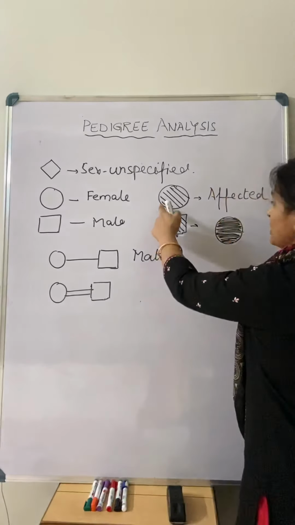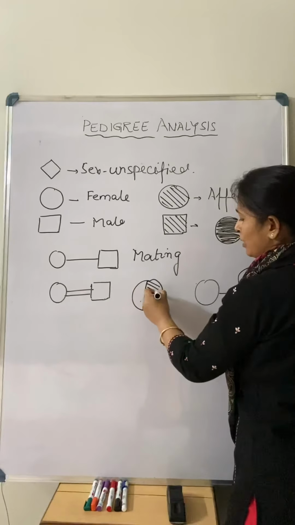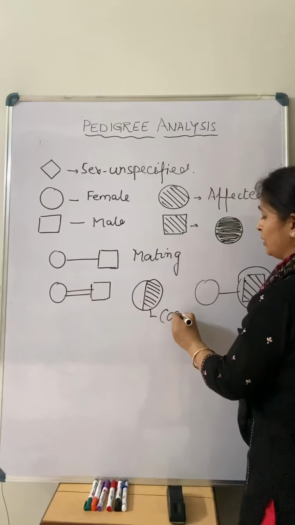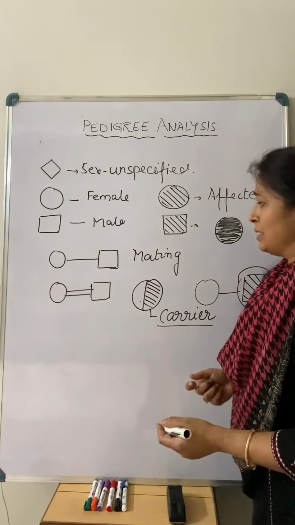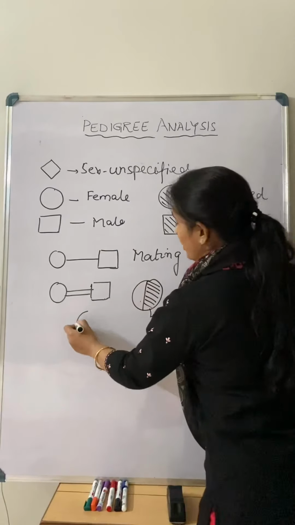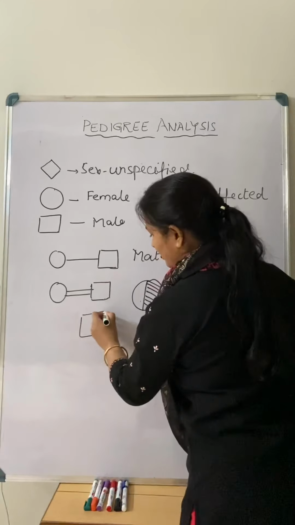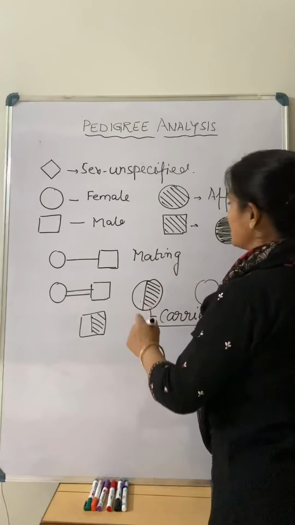So in that case, how will you draw it? We will draw it with a half fill like this way. So this is the meaning of a carrier of the disease. They are the carrier of any disease, maybe a male or a female. Right, so this is the symbol.